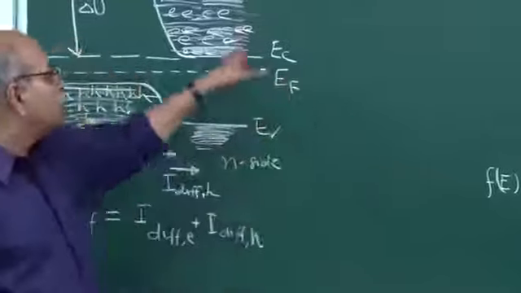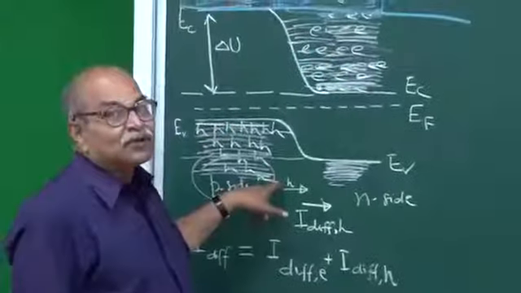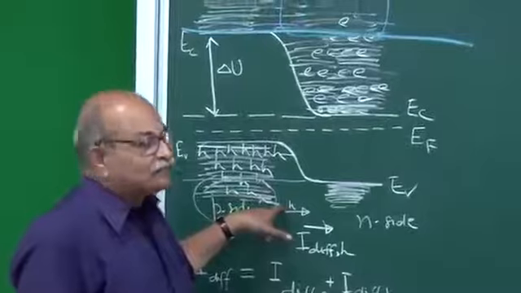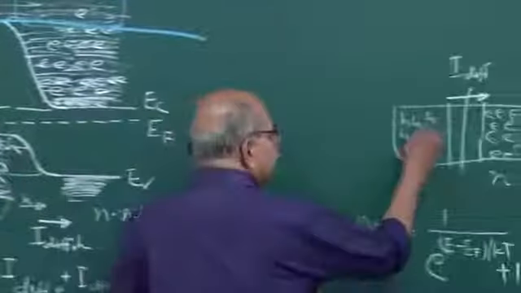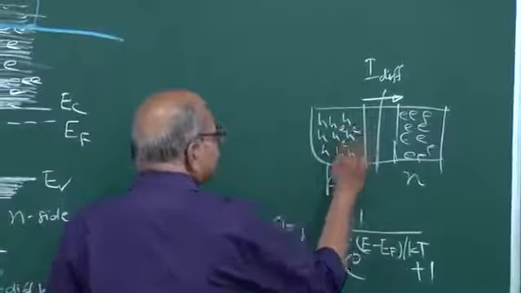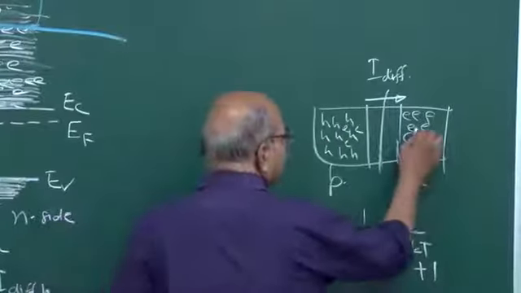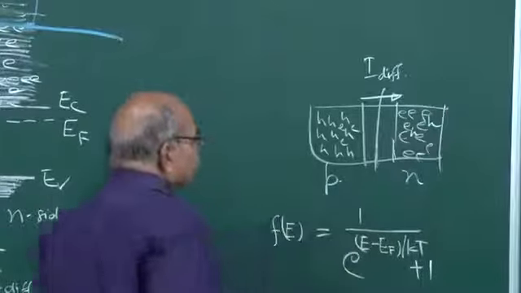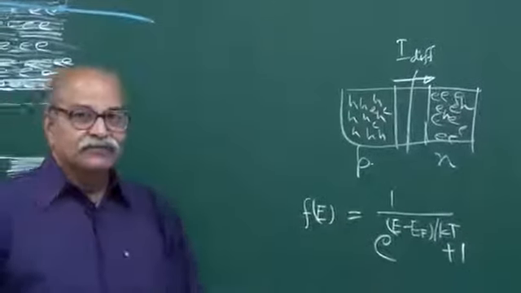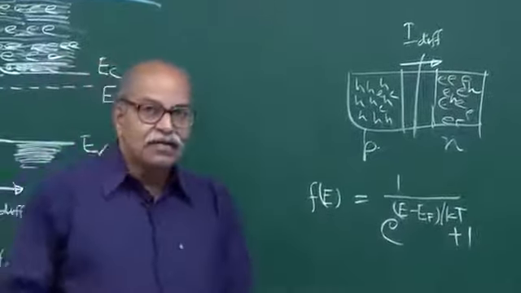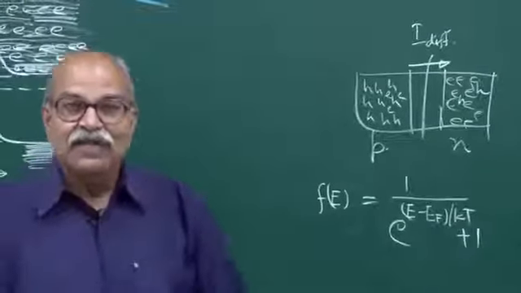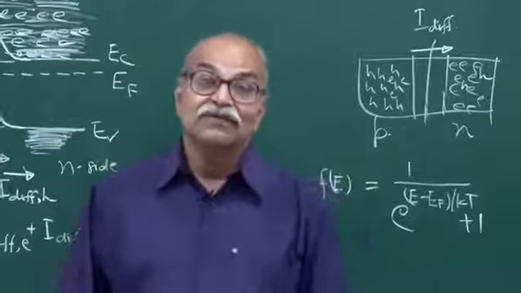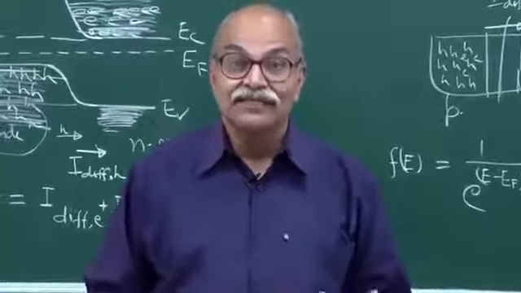We have talked of majority carriers. We have not talked of minority carriers. You also have minority carriers. And how do those minority carriers come? If you have electrons here, if you have holes here, from where are they coming? The majority carriers come because we have doped the system with impurities. And minority carriers come because of the thermal energies.